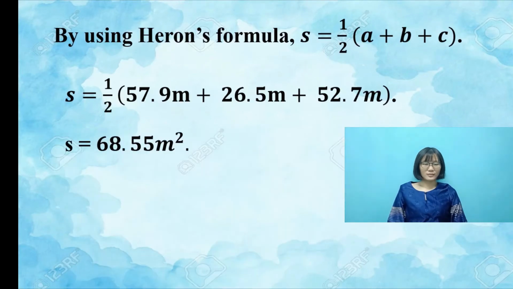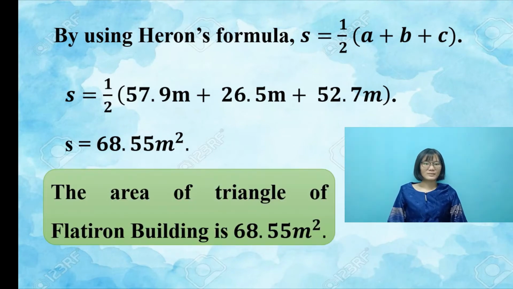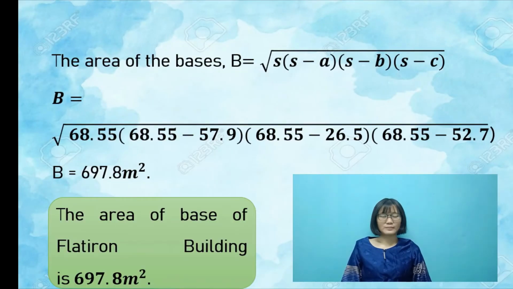By using Heron's formula, S equals half of A plus B plus C, the area of the triangle of the Flatiron building is 68.55 meters squared. The area of the bases, you will get 697.8 meters squared. So the area of the base of the Flatiron building is 697.8 meters squared.